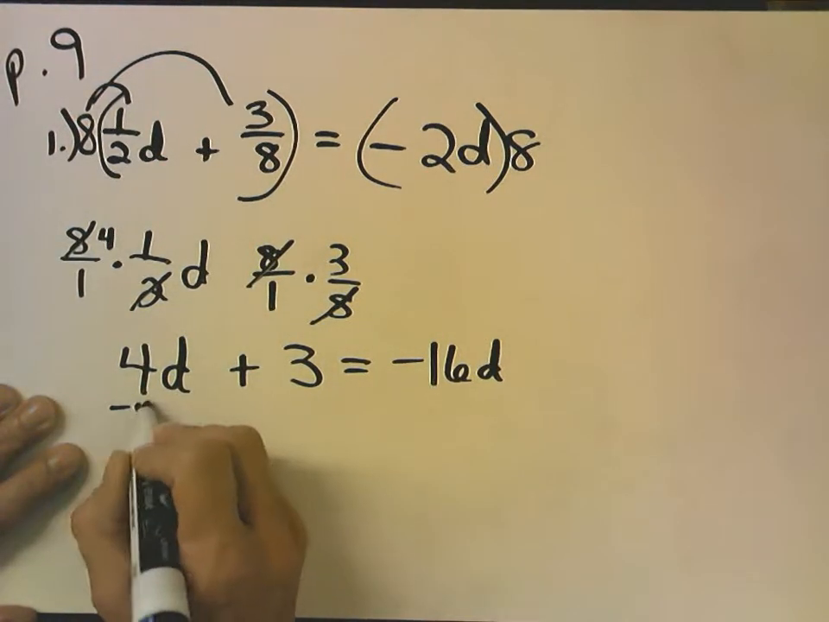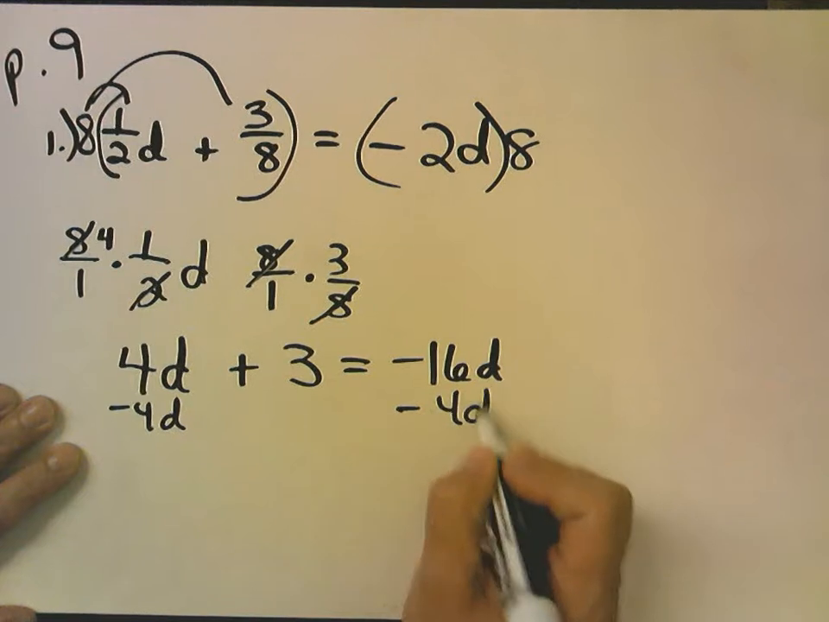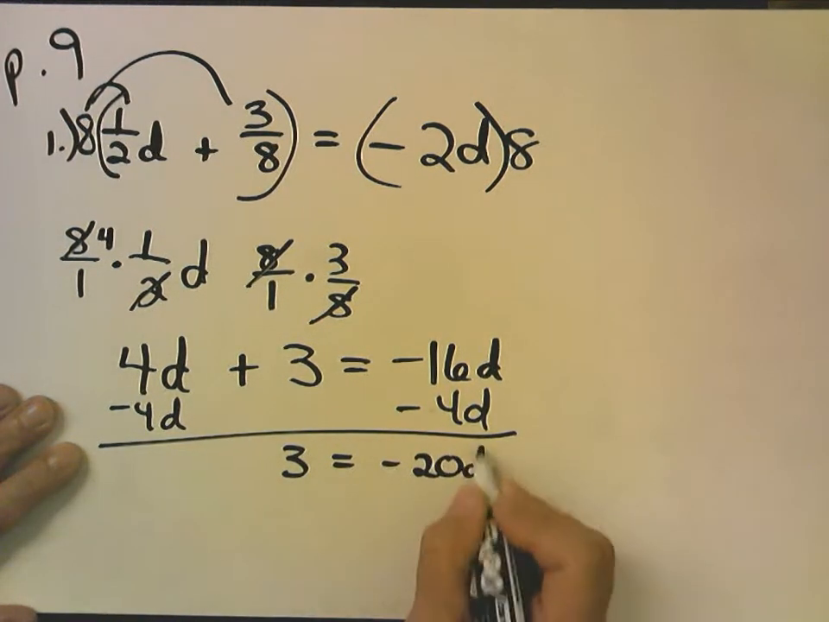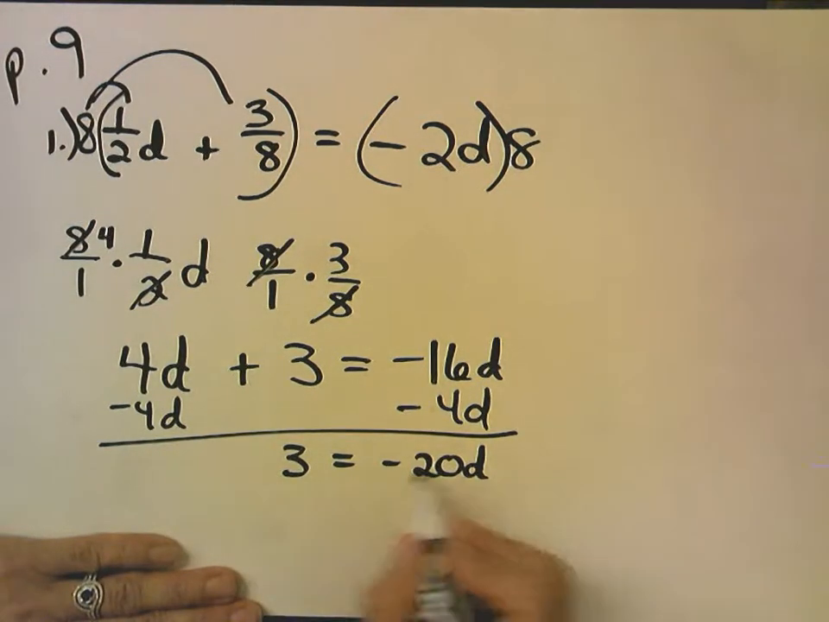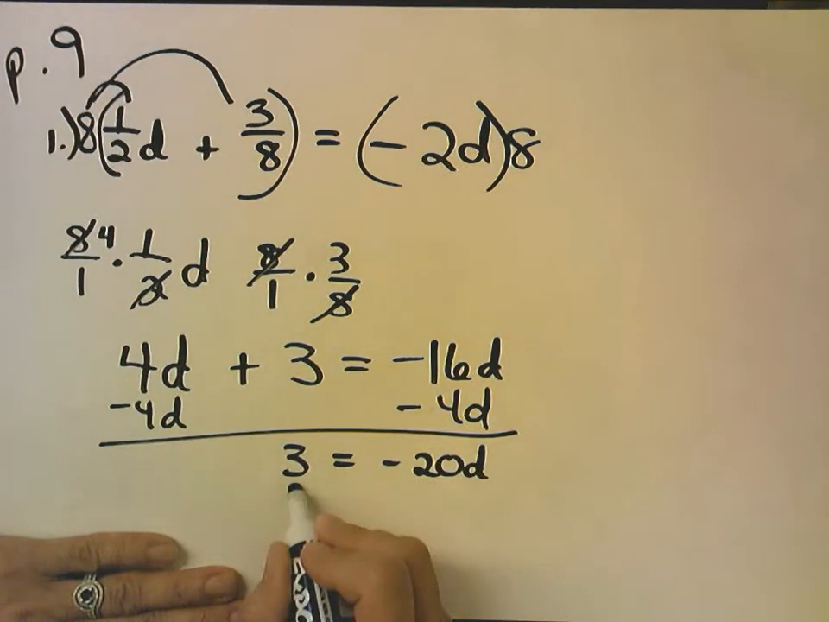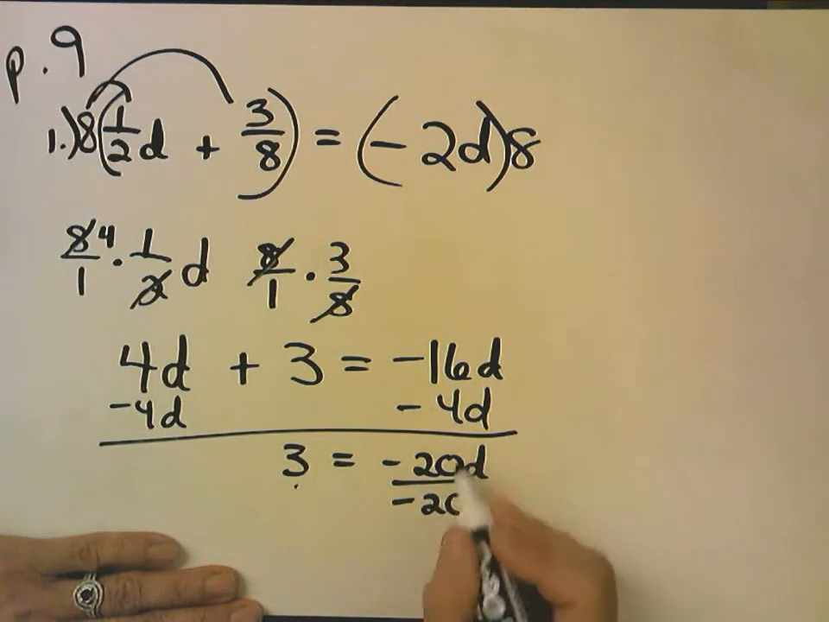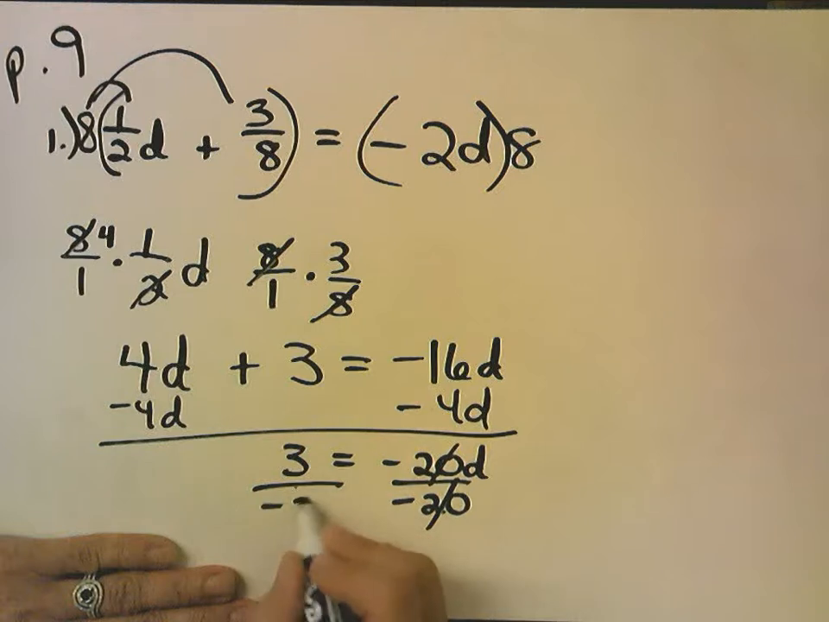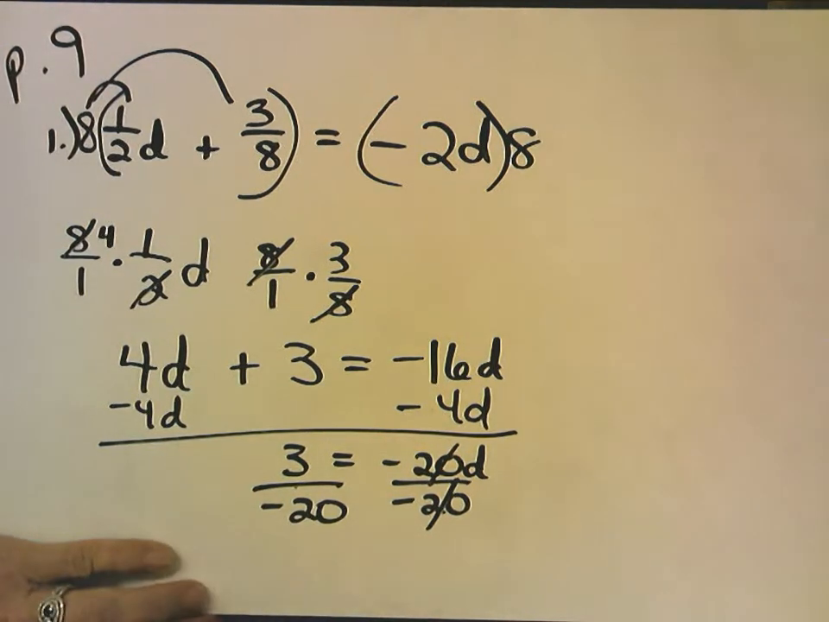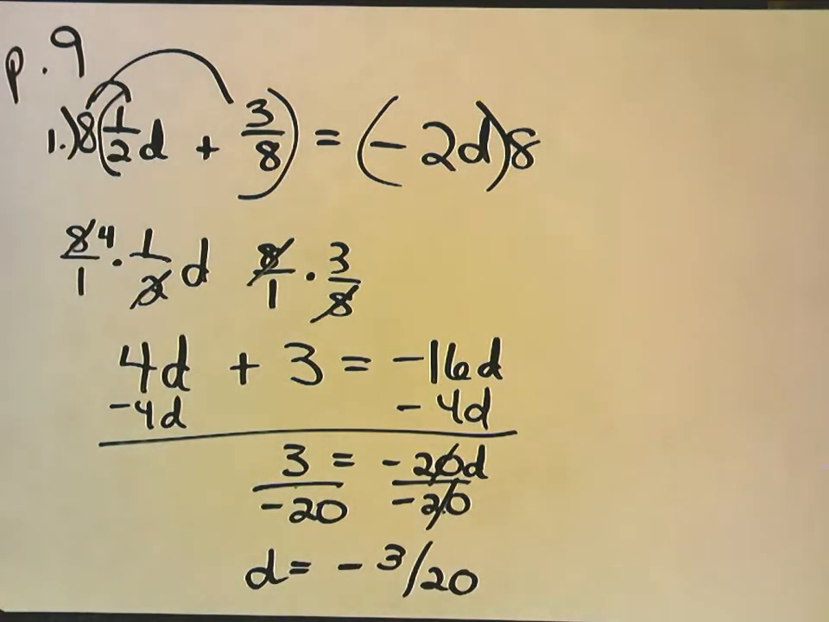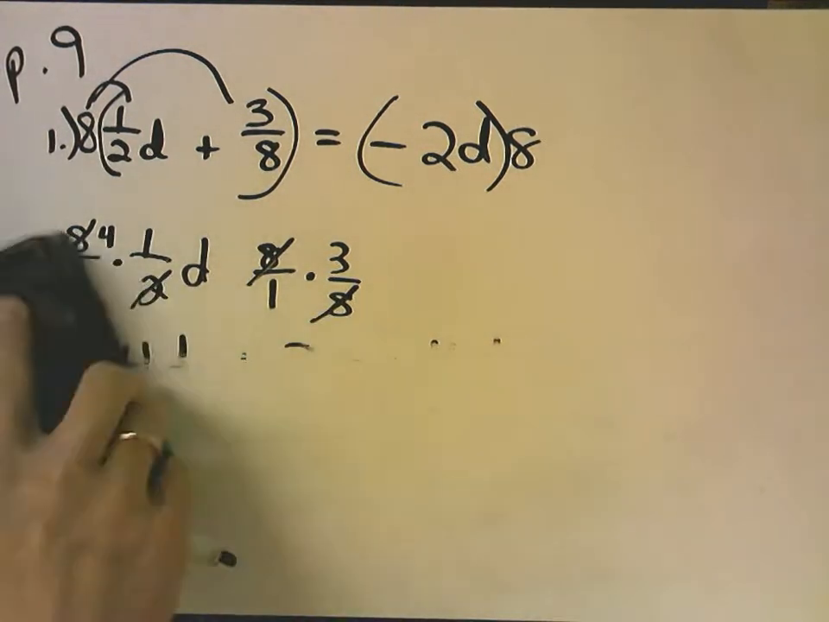So now I'm going to subtract 4D from both sides. And I get 3 equals negative 20D. Now I'm going to divide both sides not by 3, but by negative 20, because that's what's multiplying the variable, and that's what I have to undo. And my answer is D equals negative 3/20. Okay, so I got rid of the fractions in the equation, but that does not mean my answer is not going to be a fraction.